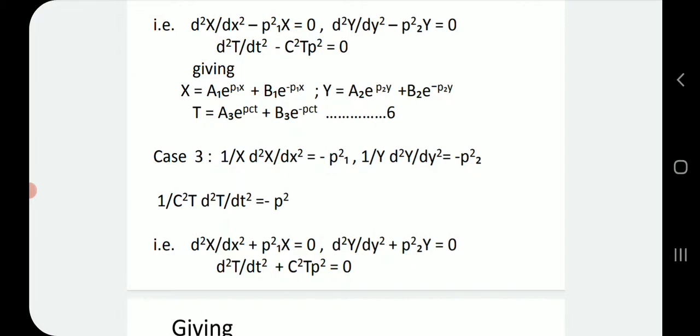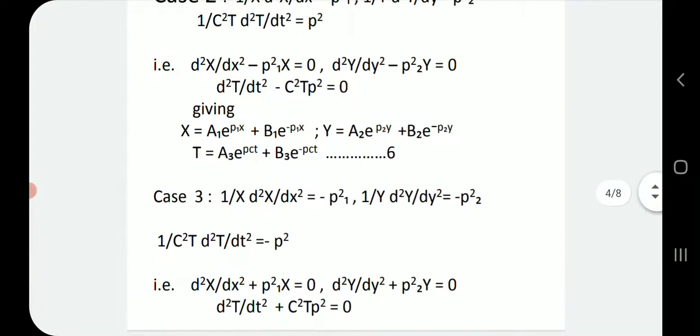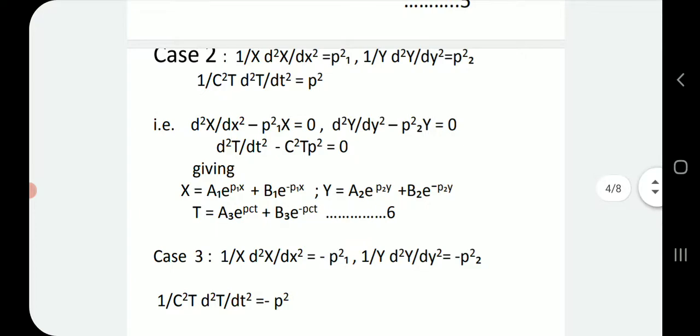So to find the non-trivial solution, we put e raised to power p1 a minus e raised to power minus p1 a equal to 0. This implies e raised to power 2p1a is equal to 1. This implies 2p1 is equal to 0. This implies p is equal to 0, which is a contradiction because p is a positive number greater than 0. So this is a contradiction, so this is non-trivial.